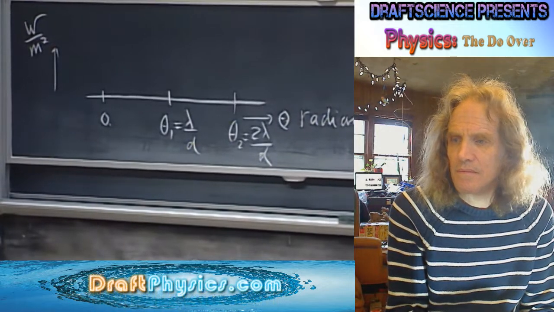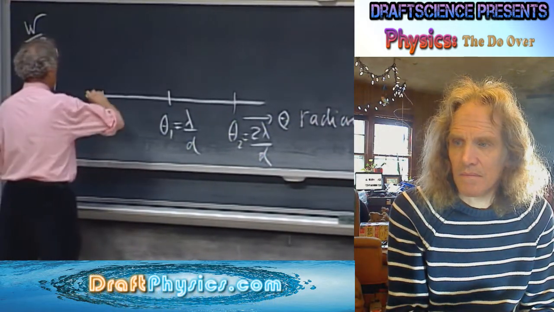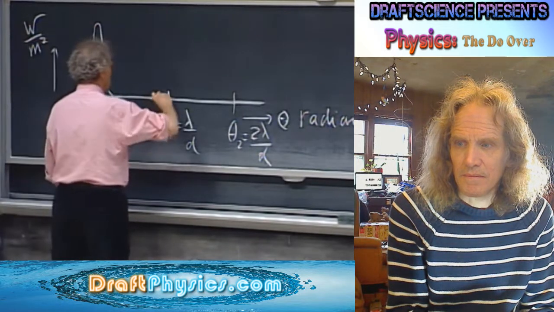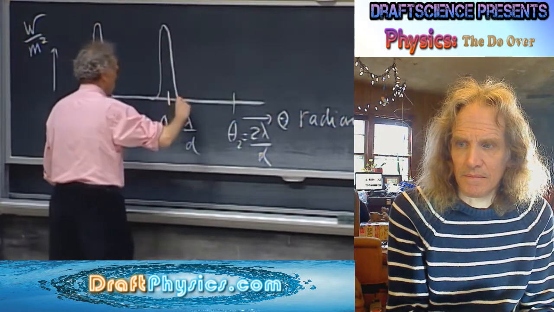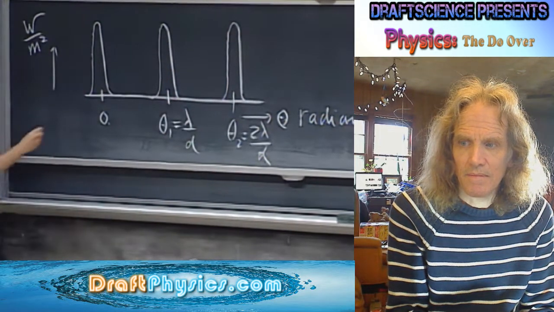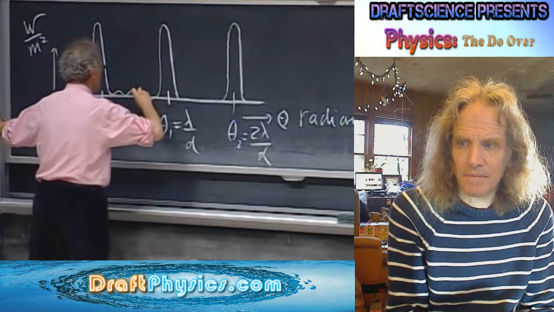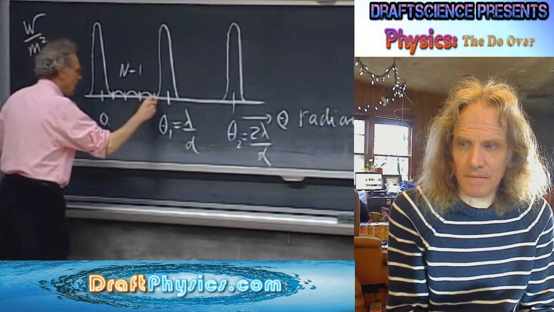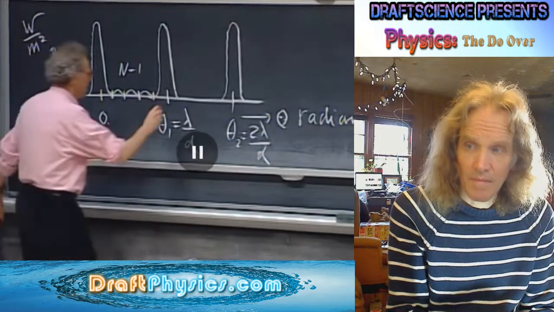What you're going to see now is the following intensity as a function of theta. You see here a peak, and you're going to see here a peak, and you're going to see here one, and so on. And the same, of course, is true on the other side. And here in between, you're going to see now N minus 1 locations whereby you have total destructive interference.